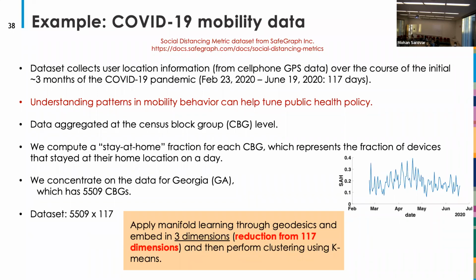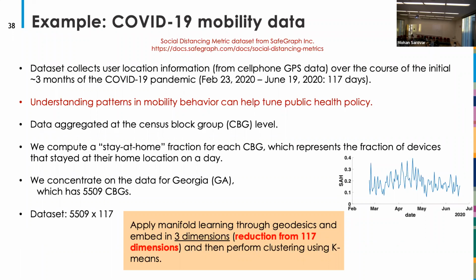What it does is it collects user location information from GPS, so cell phone GPS data, over the course of roughly 3 months, the initial 3 months of the COVID-19 pandemic. So February 23rd, 2020 to June 19th. And understanding patterns of mobility behavior can be helpful because it can tune public health policy. Right? So are people actually adhering to social distancing measures? Where are they adhering? Where are they not adhering? Where should we emphasize this more? And so on. So that's why we're interested in that.